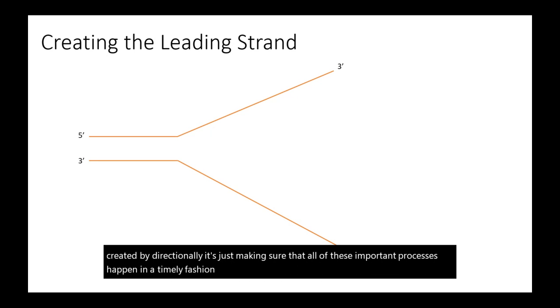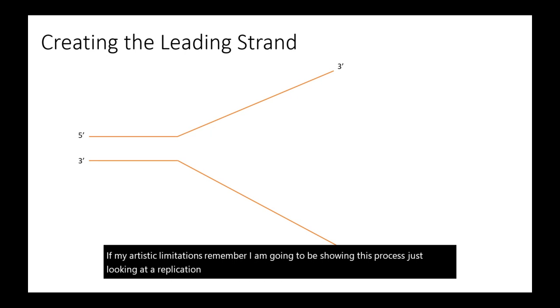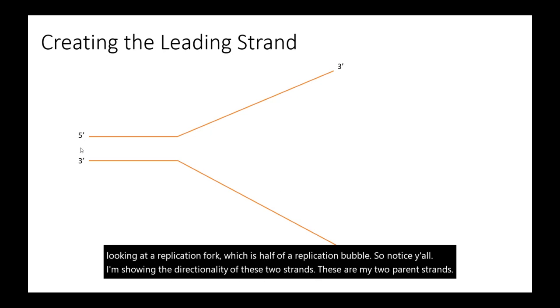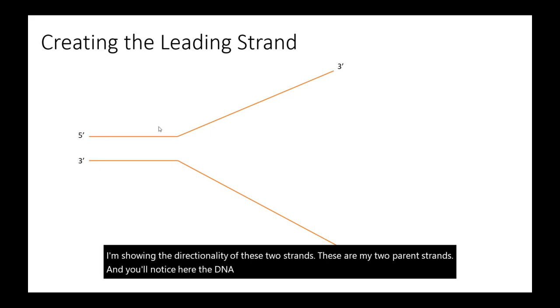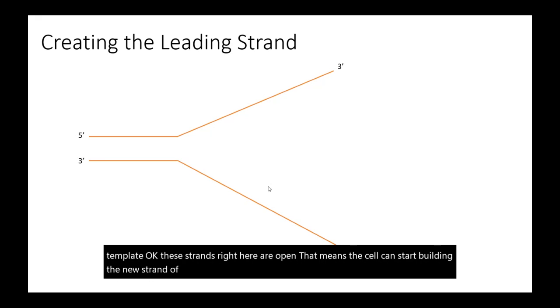So because of my artistic limitations, remember I am going to be showing you this process just looking at a replication fork, which is half of a replication bubble. So notice, y'all, I'm showing the directionality of these two strands. These are my two parent strands. And you'll notice here, the DNA is closed. That means it is not ready to be used as a template, okay? These strands right here are open. That means the cell can start building the new strand of nucleotides for each of these. That's what we're going to go through now, okay?